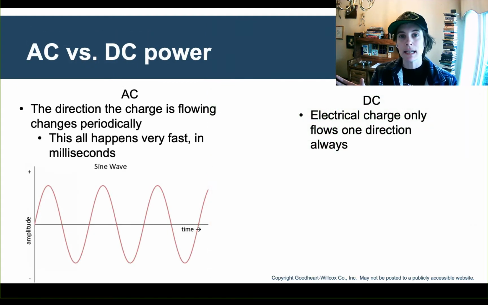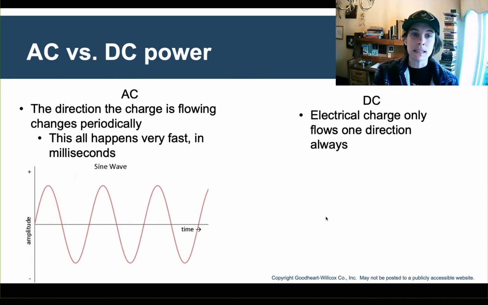And then more terms here. We have AC and DC power. They're two different kinds of electrical power that could go into your machine or that your machine can output. AC means the charge, the negative and positive, is flowing. The direction it's flowing changes very, very rapidly, in milliseconds. So it'll have this waveform look that you'll see illustrated if you're talking about electricity and even in welding.